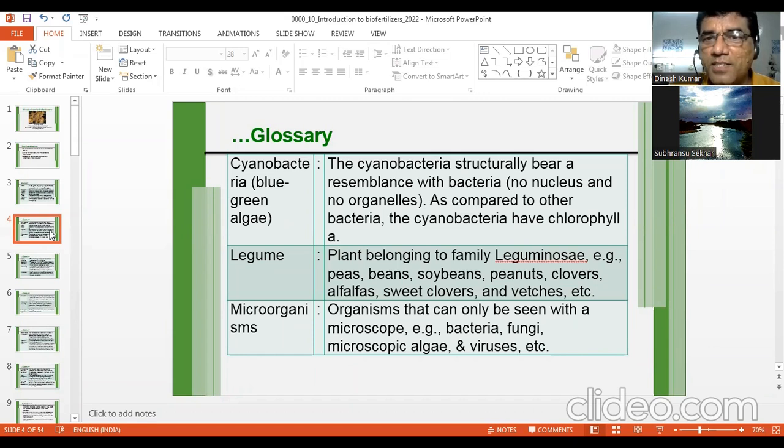So cyanobacteria structurally bear a resemblance with bacteria. It resembles bacteria because it has no nucleus and no organelles. Also you can consider it as a kind of prokaryote, and it is not very efficient in photosynthesis. As compared to other bacteria, cyanobacteria have chlorophyll A. Legume: you understand, a plant belonging to family Leguminosae. Microbes: organisms that can only be seen with a microscope.